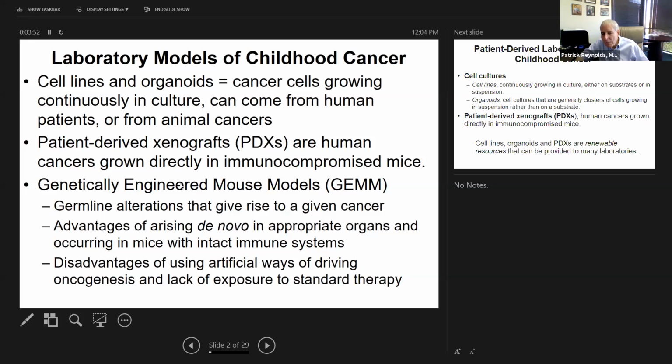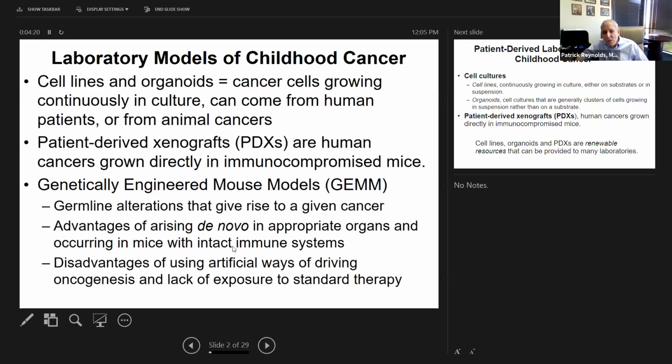And we're not going to talk about GEMs today, but I do want to mention them. Germline alterations that give rise to a given cancer can be introduced into the germline of mice and generate de novo tumors in appropriate organs occurring in the mice. And the advantages are that they have these tumors occurring usually in the spot where they're going to occur and with intact immune systems. But there are also disadvantages to these.